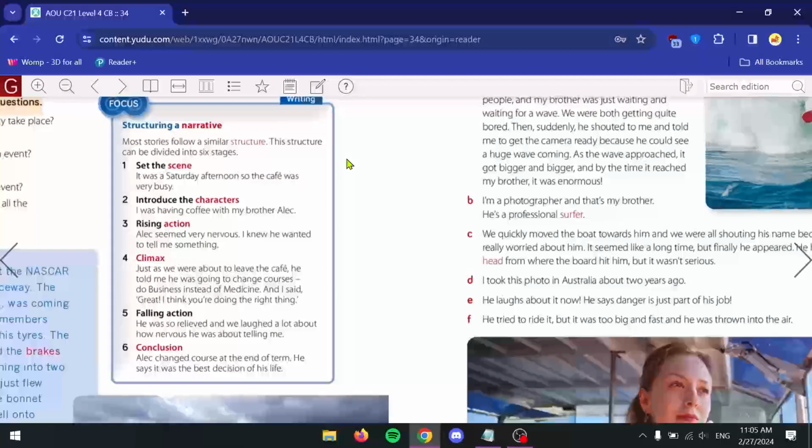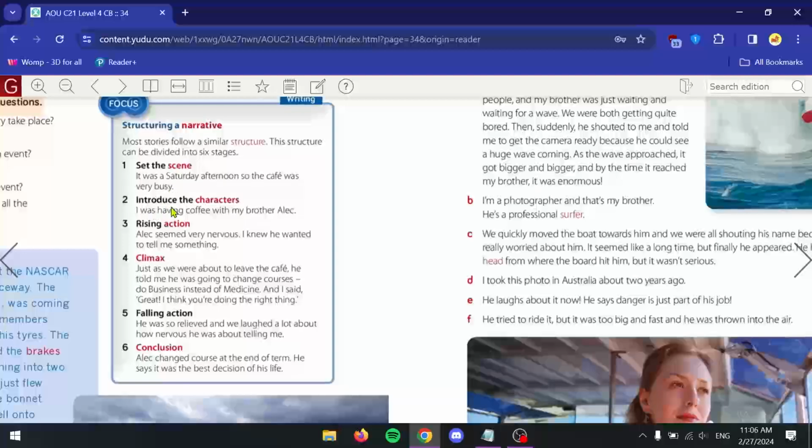And then I want you to write your own story using this structured narrative that we talked about. I want you to set the scene. What was the scene like? Pretend that you're the writer and people are going to read this, so they need to understand what the scene was like. Perhaps you could say it was a sunny afternoon on the beach, something like that, okay?